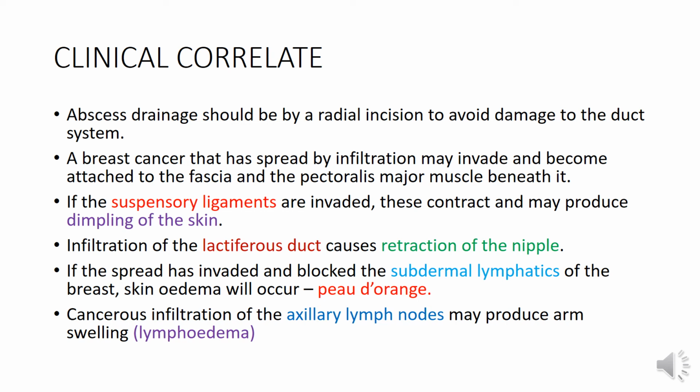Now, if the suspensory ligaments are invaded, remember that the suspensory ligaments connect the fascia of the anterior chest wall to the subcutaneous tissue underlying the skin of the breast. There's a connection. So if they are invaded, they contract and then they produce dimpling of the skin seen in breast cancer.